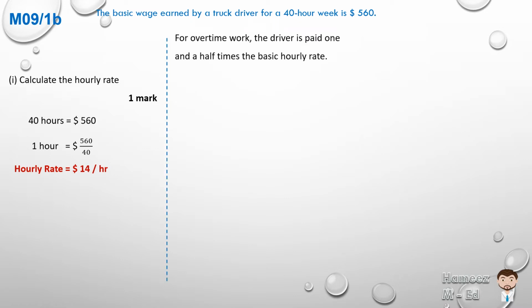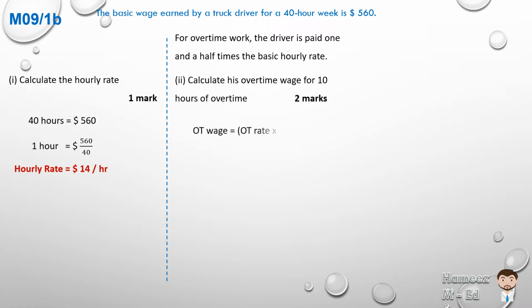For overtime work, the driver is paid 1.5 times the basic hourly rate. Part 2. Calculate his overtime wage for 10 hours of overtime. So if we're working out the overtime wage, that will be the overtime rate times whatever his normal hourly rate is, multiplied by how many hours he worked. So let's substitute. Overtime wage is equal to 1.5 times 14, which we worked out in part 1, times how many hours did he work overtime in part 2? 10 hours. And that gives us an overtime wage of $210.